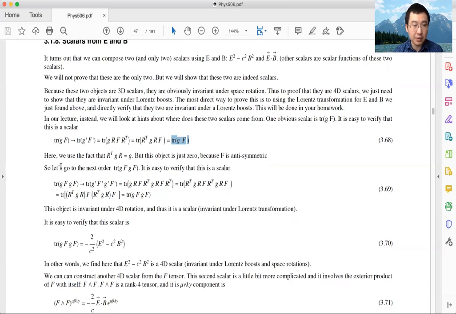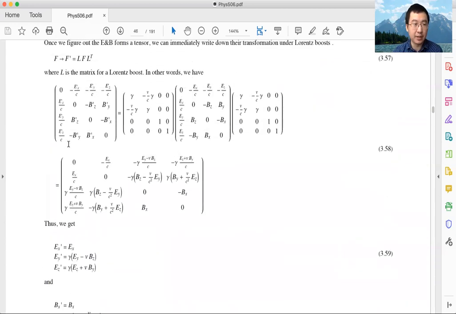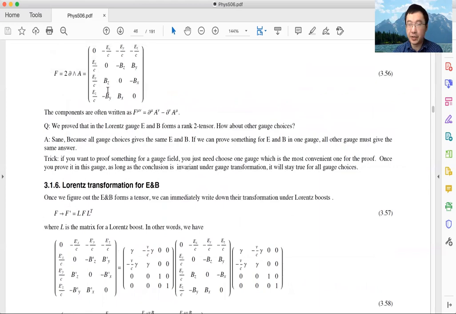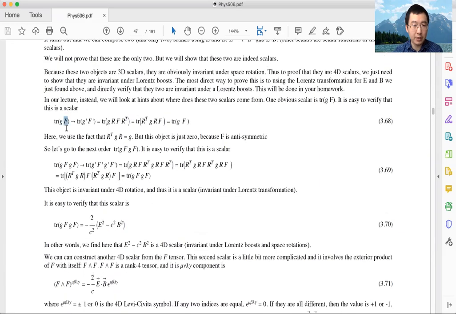So this is a very obvious way to get a scalar. But for the E and B field, we can't use this to get a scalar. The reason is that F is our E and B field tensor. If we calculate the metric tensor times F and take the trace, this is doomed to be 0. This is always 0.